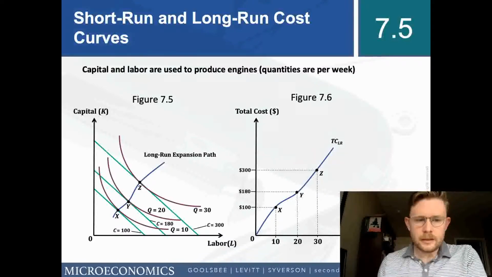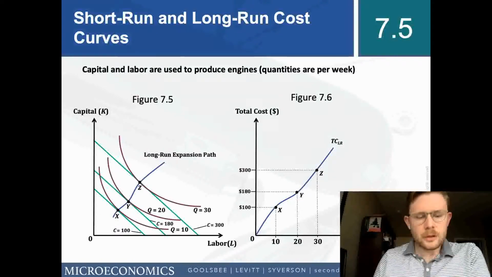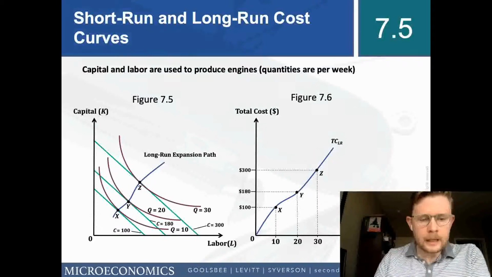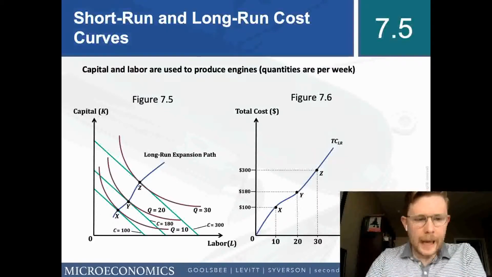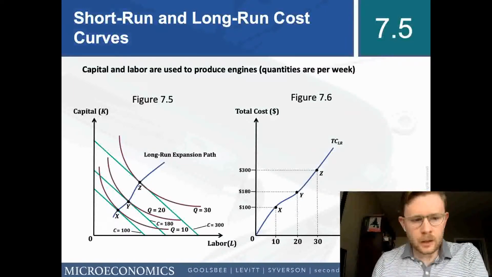This is just the idea that in the long run, this is the most efficient way to allocate our capital and labor. The thing that's noteworthy here is that both labor and capital are changing in that left-hand graph, which is how we know that we're operating in the long run.